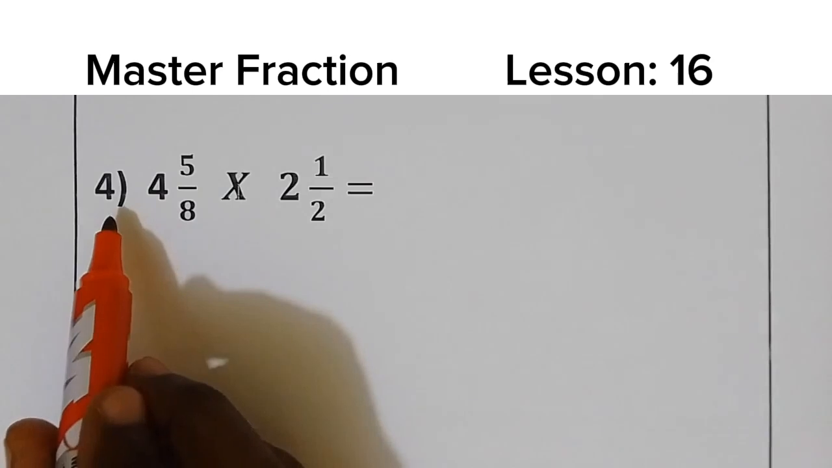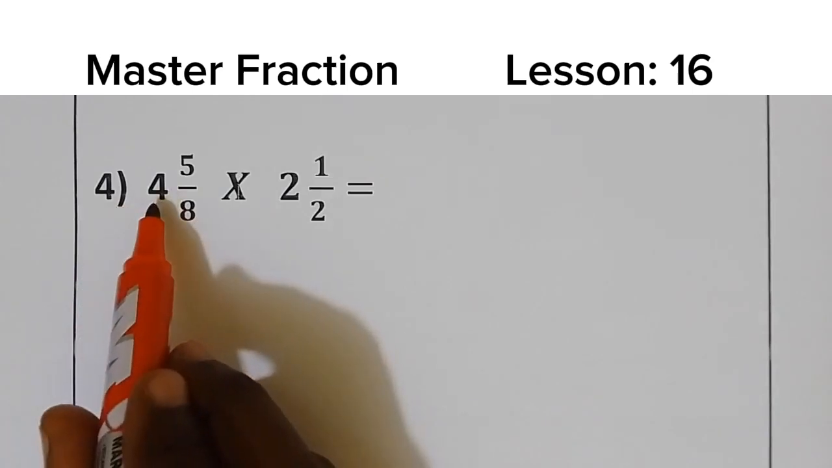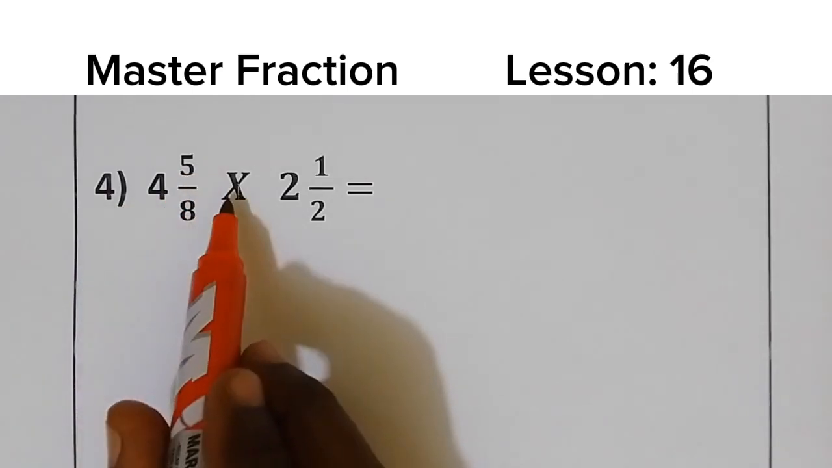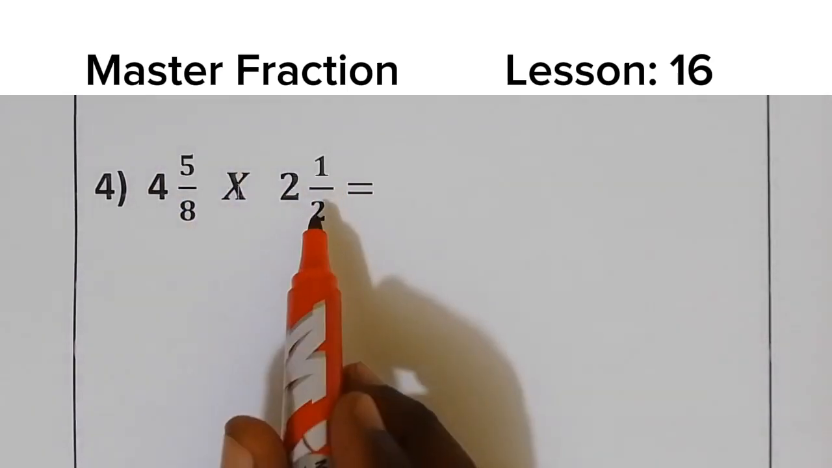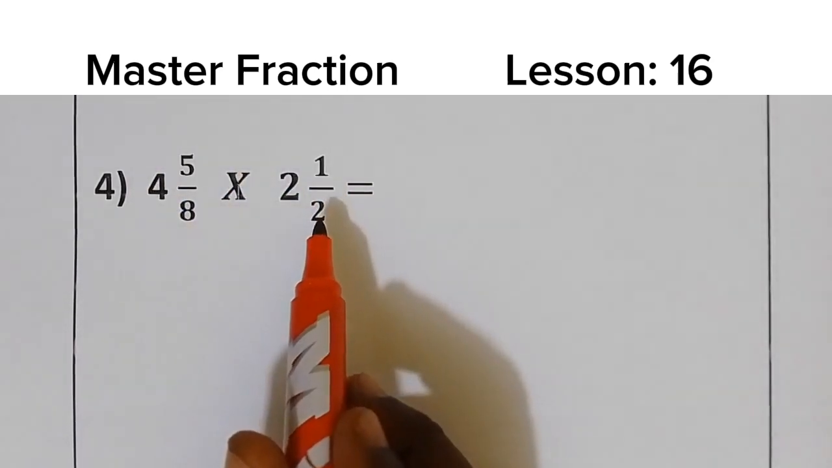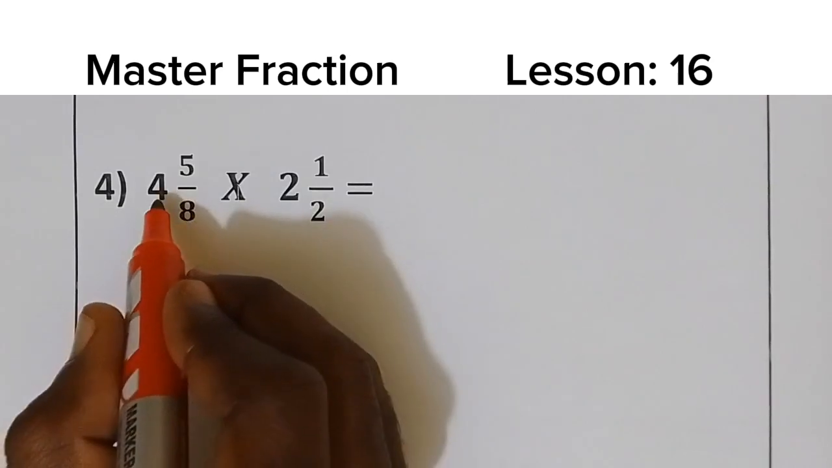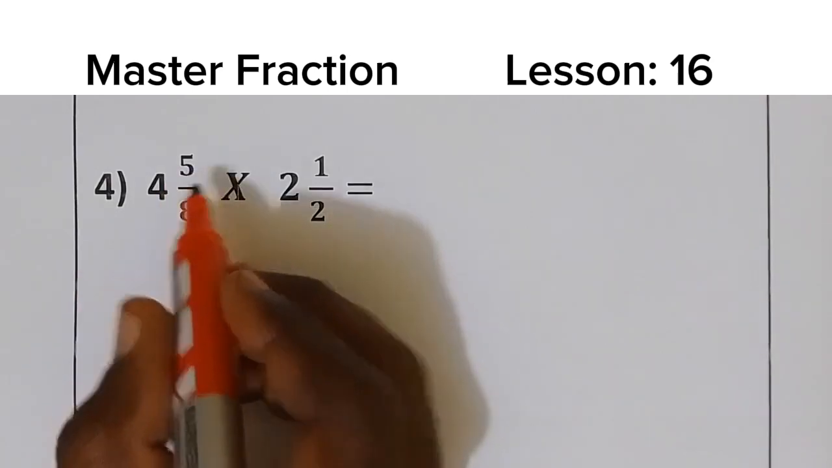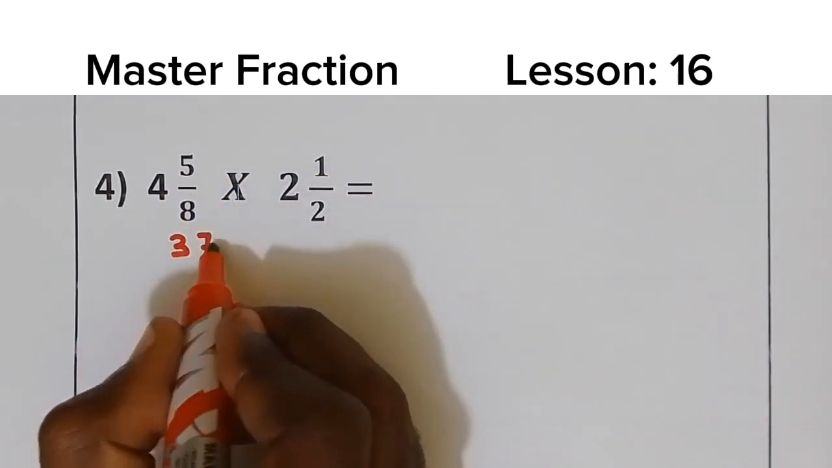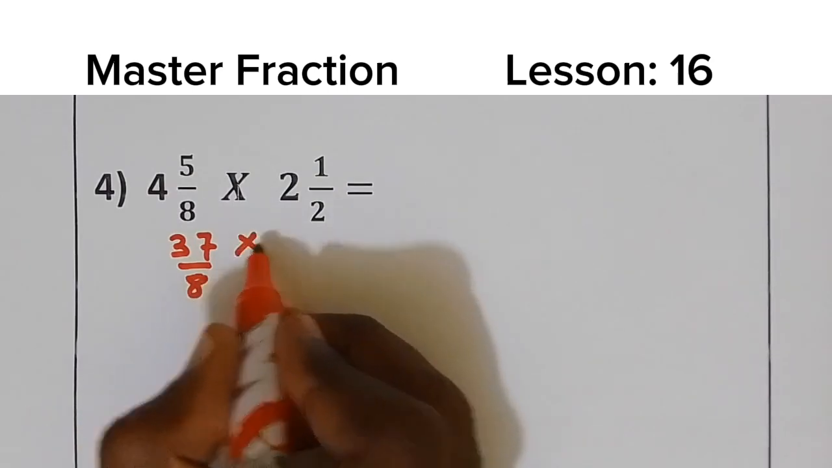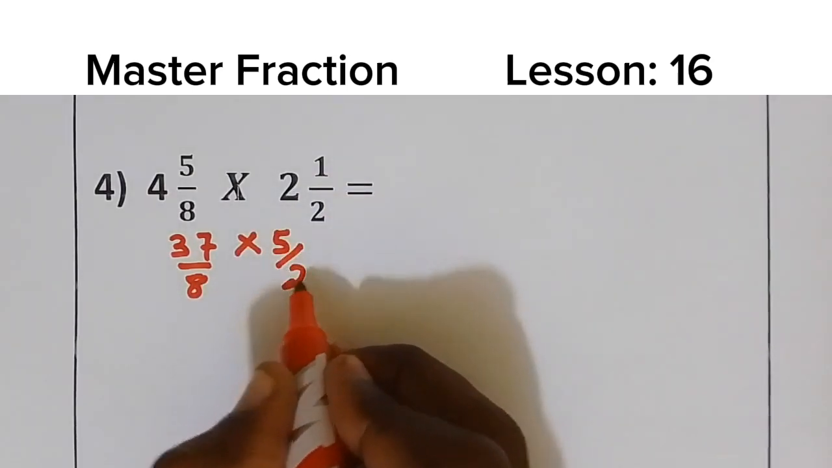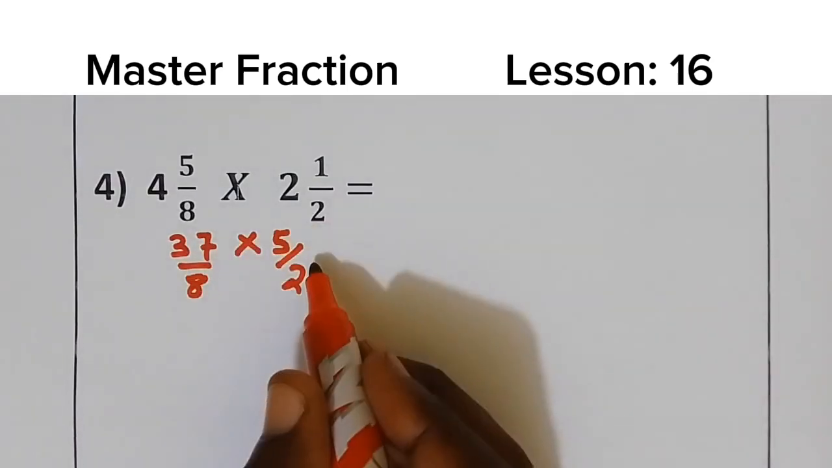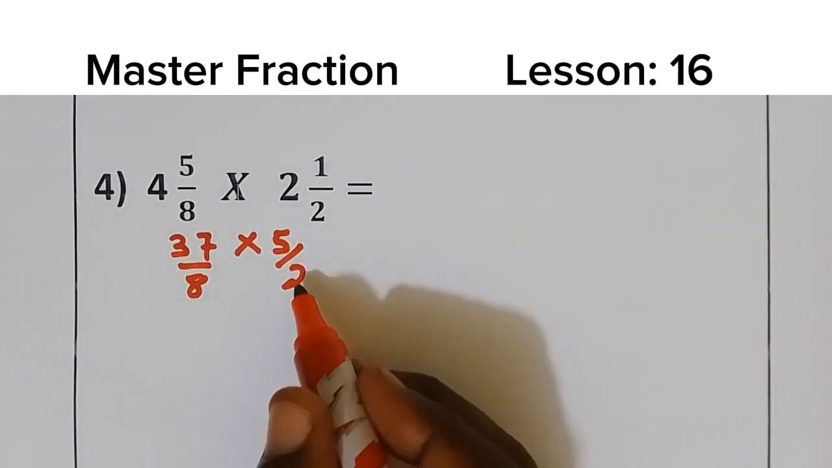Let's finish with the last question, question number 4. We have 4 5/8 multiplied by 2 1/2. Let's change these mixed numbers into improper fractions. 8 times 4, 32, 32 plus 5, we get 37 over 8, multiplied by 2 times 2, 4, plus 1, we get 5 over 2. Let's check if we can simplify here. There is no number that can be simplified here, so we are going to multiply the numerator by numerator and denominator by denominator.